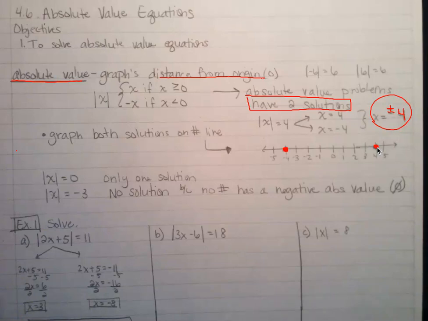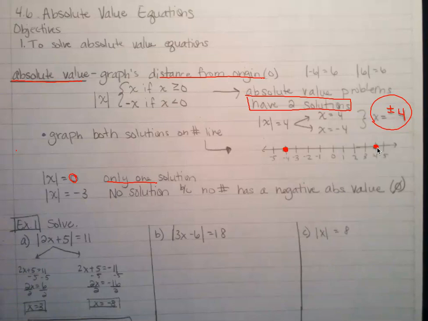Two caveats. If we have the absolute value of x equals 0, that's only one solution. Why is that only one solution? Because 0 can't be negative or positive. 0 is not negative or positive. It's just 0. Excellent.